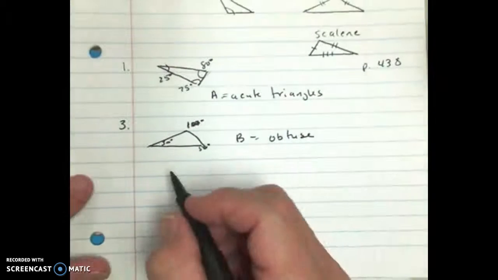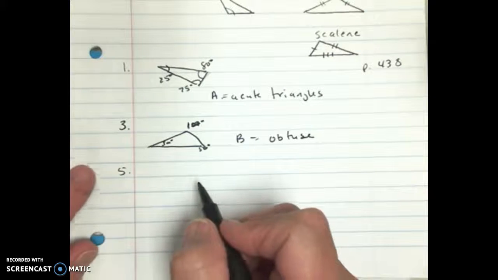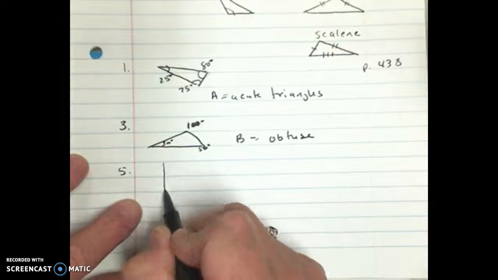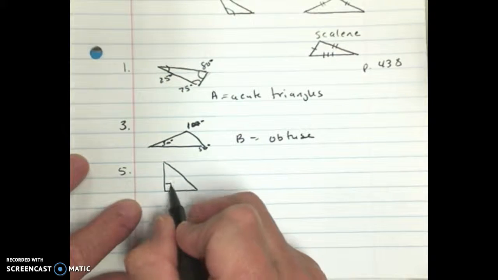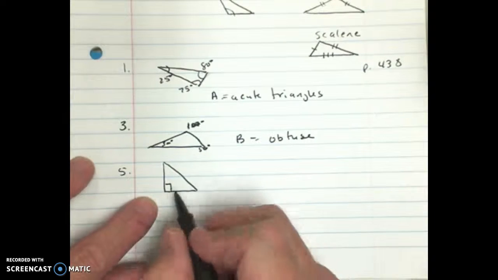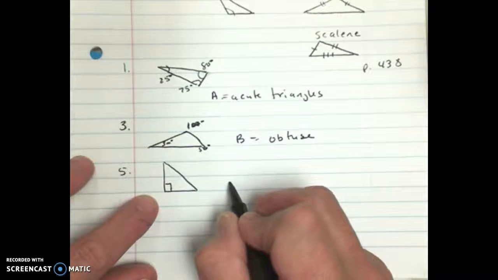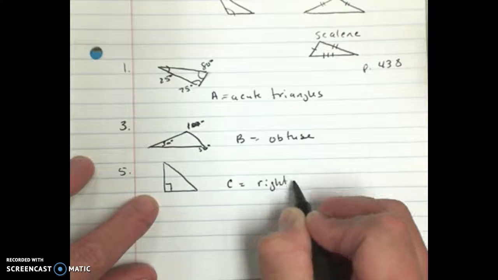And you can pause for a moment and do number 4. And number 5 is, we're going to draw a little picture of that one. Number 5, and again, you don't have to draw this because it's in your book, we have a triangle that has a right angle. So in this case, the right angle is telling us this is a right triangle, which is C, a right triangle.